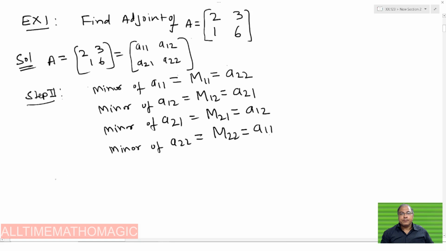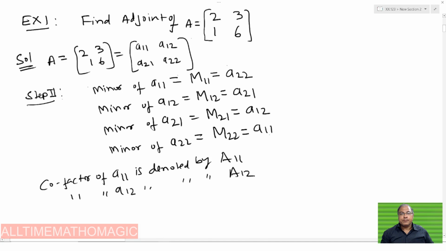The cofactors are denoted by capital letters. Cofactor of A11 is denoted by capital A11. Similarly, cofactor of A12 is denoted by capital A12. Similarly, cofactor of A21 is denoted by capital A21. Similarly, cofactor of A22 is denoted by capital A22.